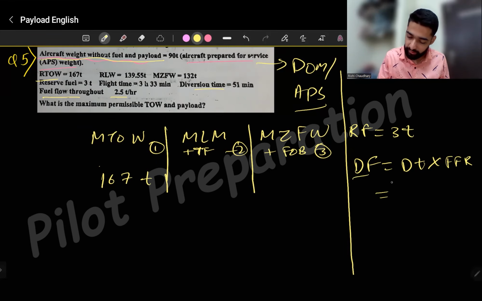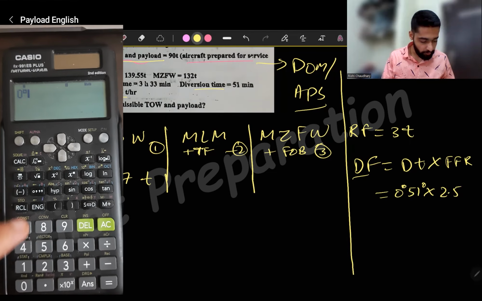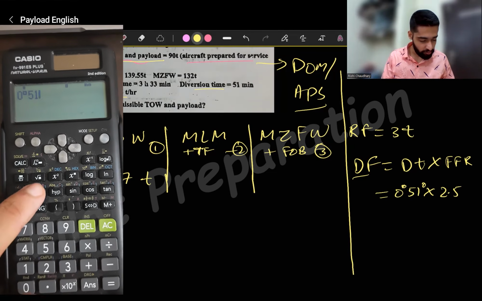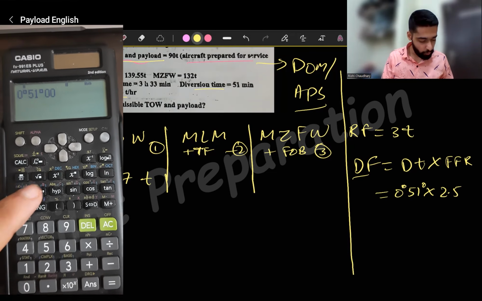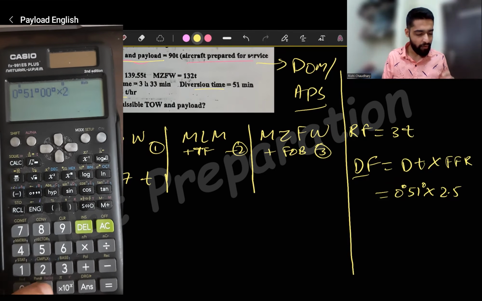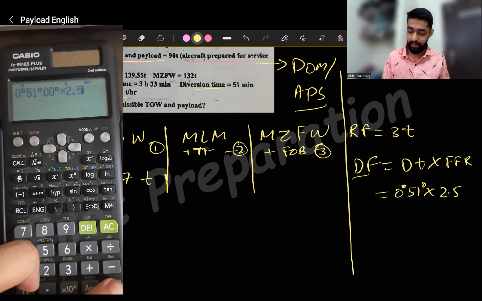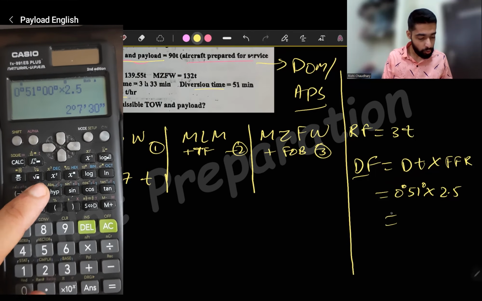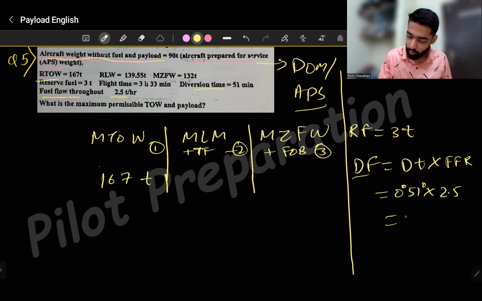So that will be nothing but 0 hour 51 minute multiplied by 2.5 ton per hour. Correct? So I will say 0 hour 51 minute 00 second multiplied by 2.5. This will give me 2 hours 7 minutes, but that is not the weight, right? So this will give me 2.125 ton of extra reserve fuel.